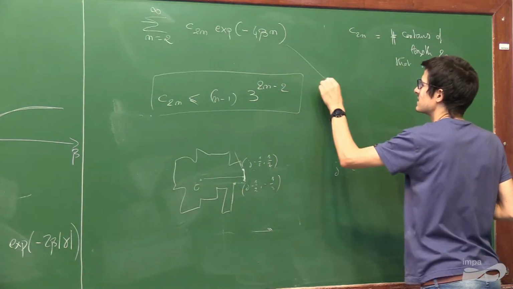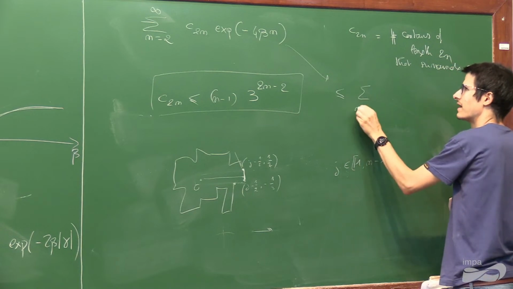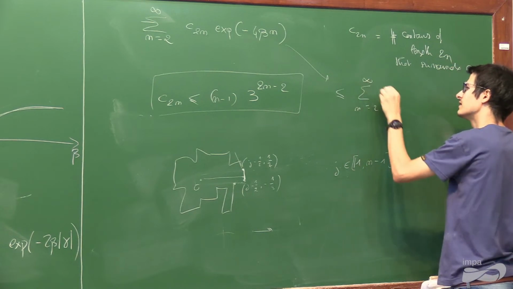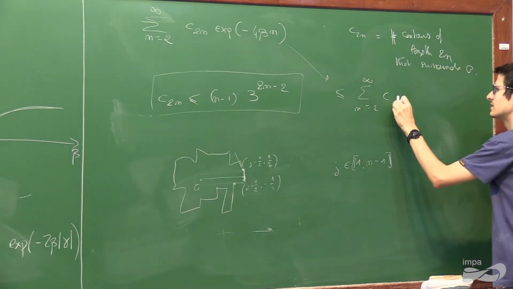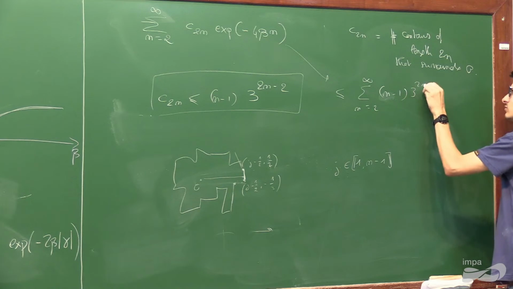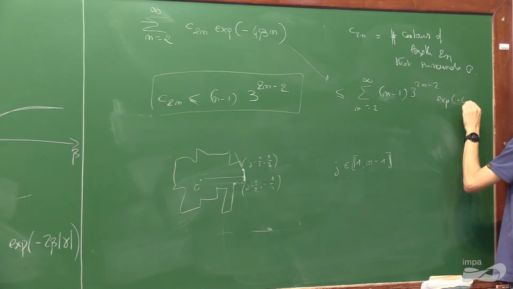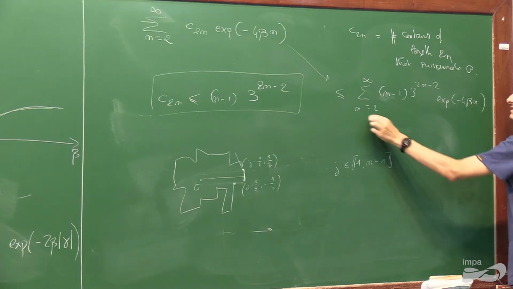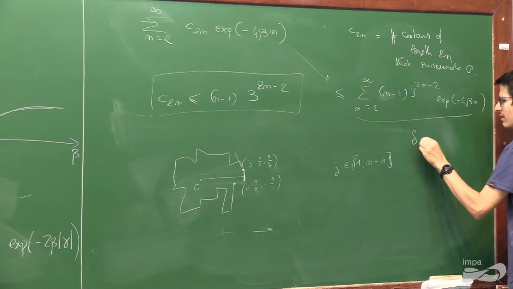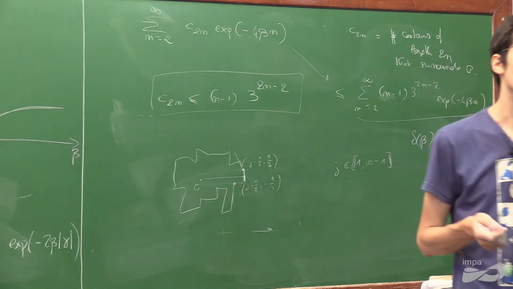So what you get is that this is smaller than the sum from n equal to beta of C^(n-1) 3^(2n-2) exp(-4 beta n). And this is what I will call delta beta. And we are pretty much done.